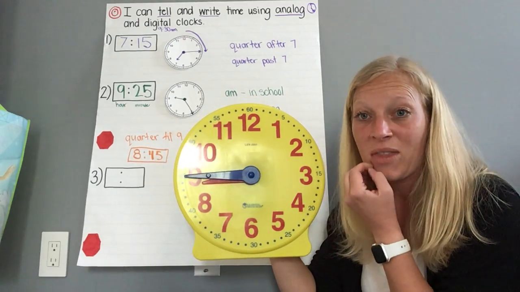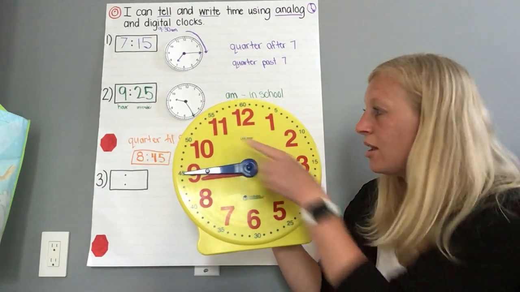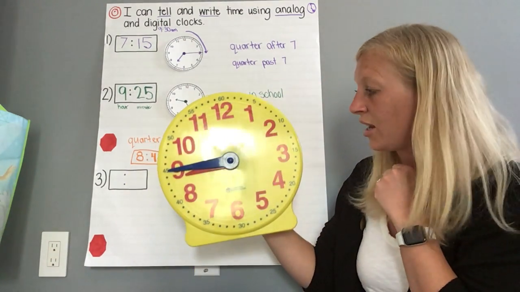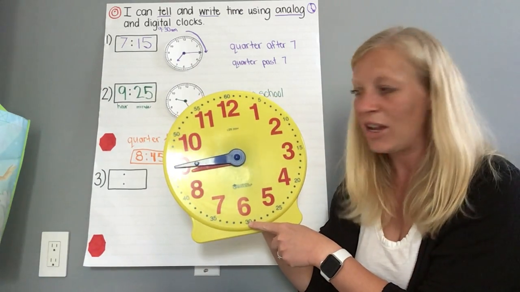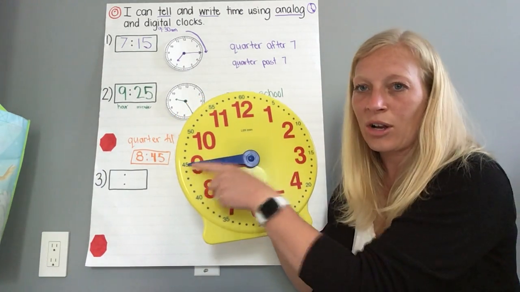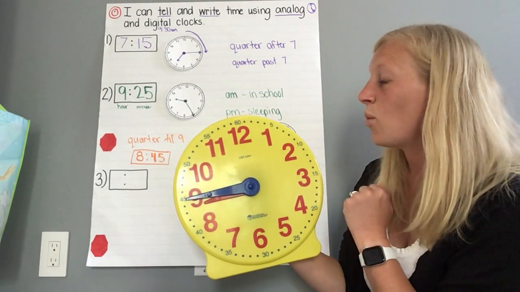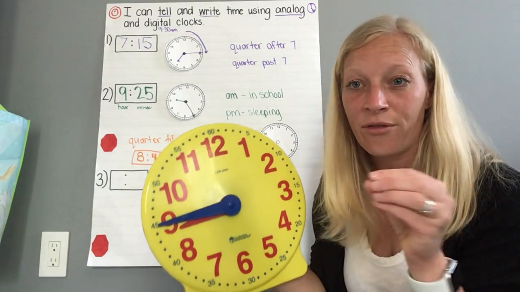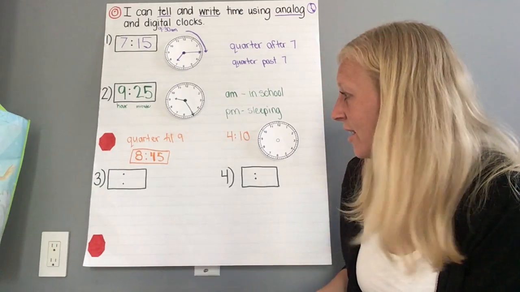Because remember, if I divide my clock into 4 equal parts, my first quarter goes to my 3, just like up here at 7:15. My second quarter goes to my 6 or my 30. And my last quarter goes to my 45 or my 9. So when we're looking at that, we know a quarter till 9 is 8:45. Very good.